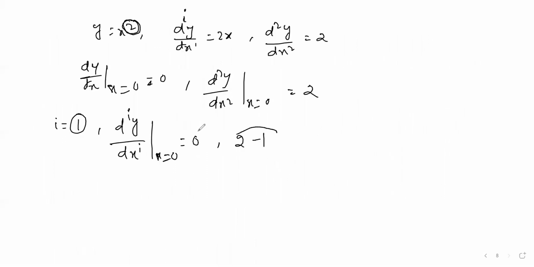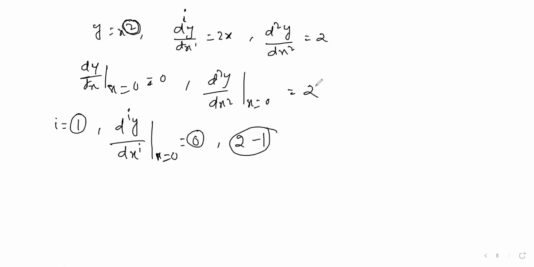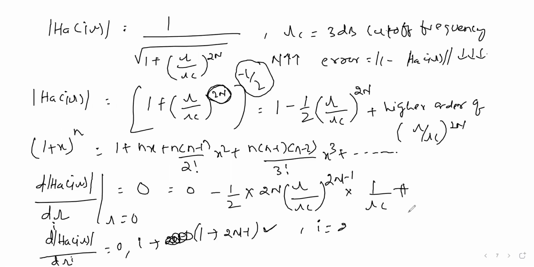Up to 2n minus 1, we will get 0. I kept the same thing. Up to 2n minus 1, simple here, the derivative is 0. But when i equals 2n, we are getting some constant. The same way, when i equals 2n, then d^i |H(jω)| by dω^i is not 0, we will get some constant.